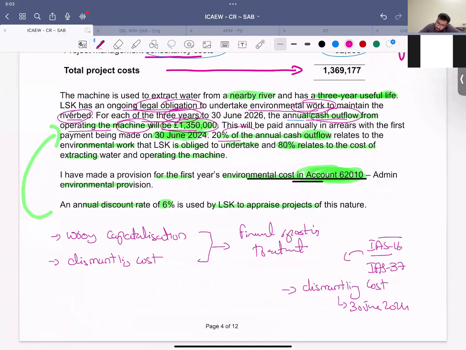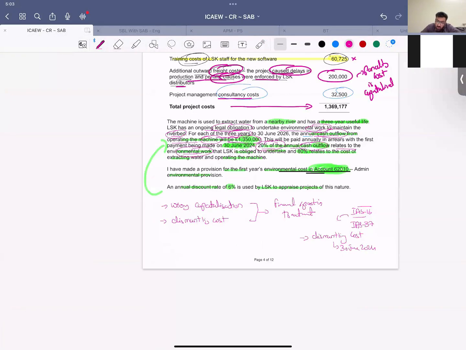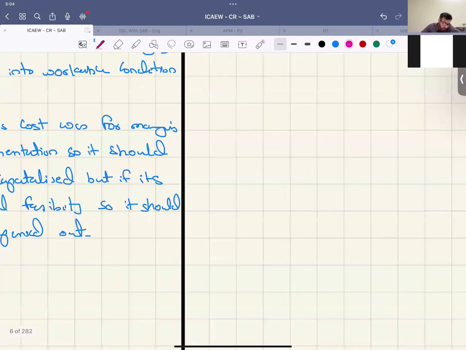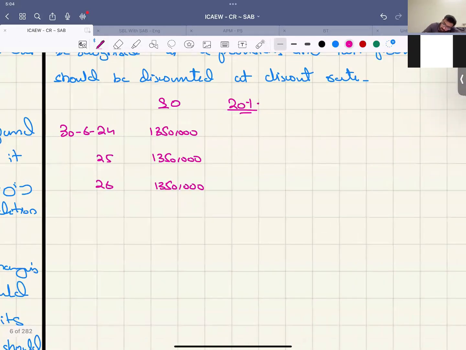20% of the annual cash outflow relates to the environmental work. So we shouldn't be capitalizing this amount, or we shouldn't be making a provision of this amount. We should be making a provision of 20% to that, right? Which is 270,000, 270,000, and then 270,000 as well. And then discounted at 6%.